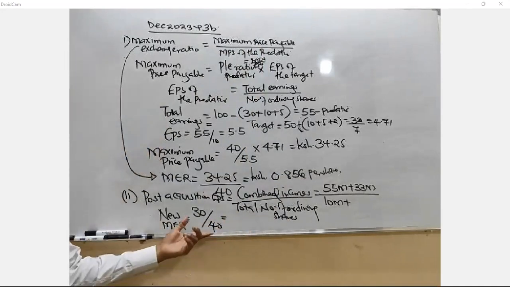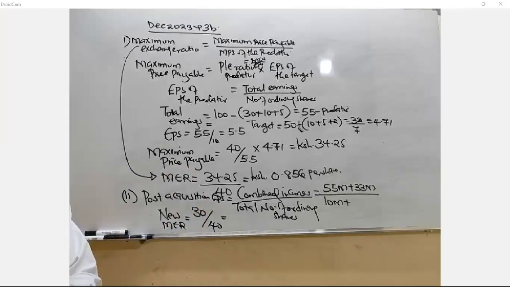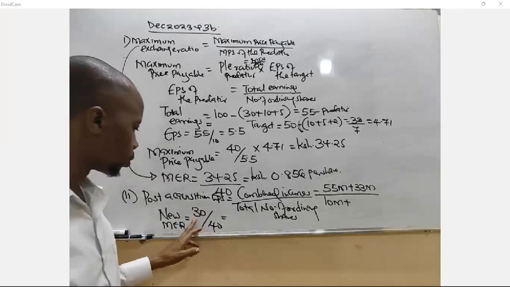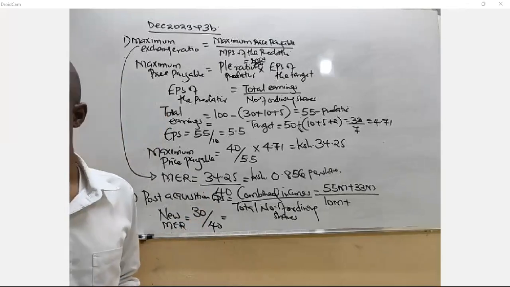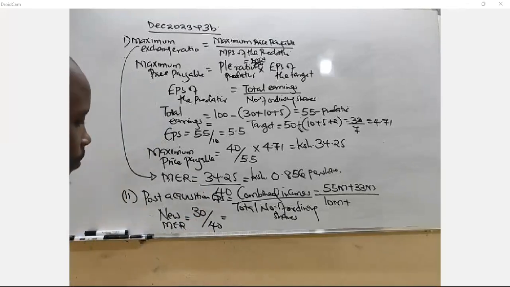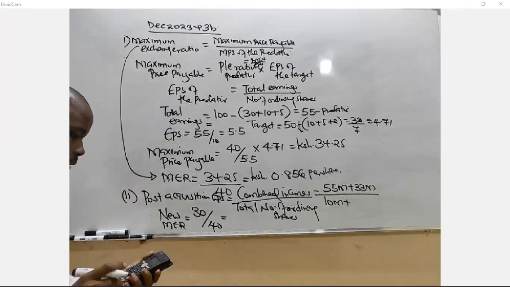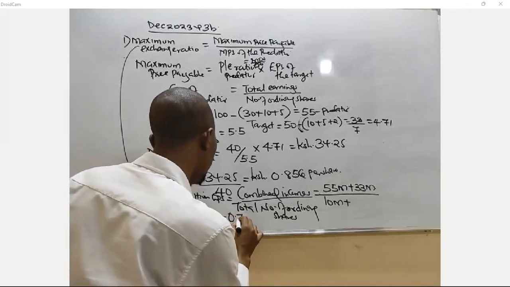Where is the 30 coming from? It is the new maximum price payable they have already given us in the question. So that is already there. Then we have our 40. When you take 30 divided by 40, how much are you getting? 30 divided by 40 is equivalent to 0.75.